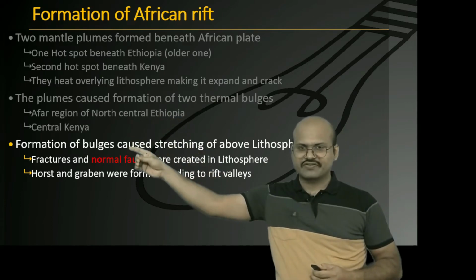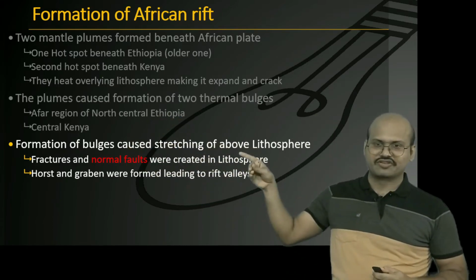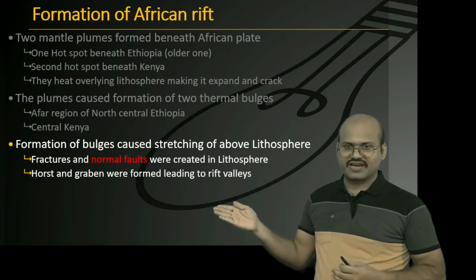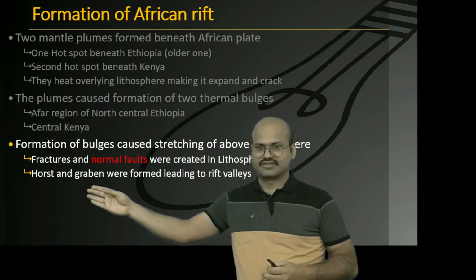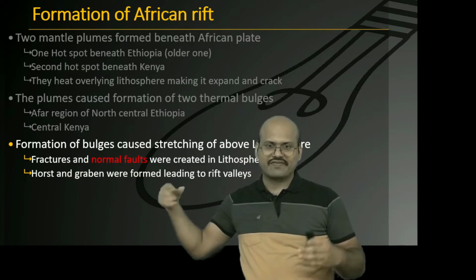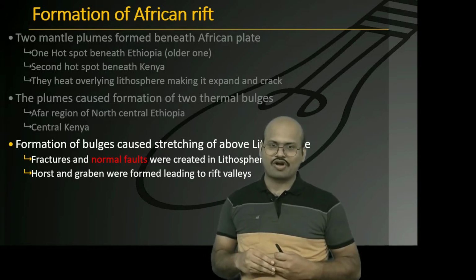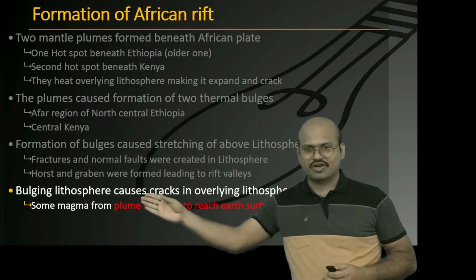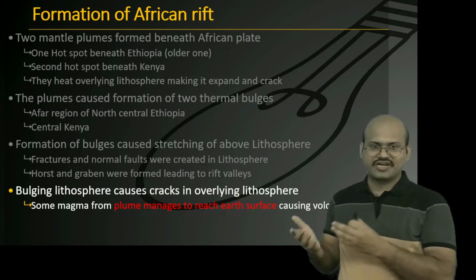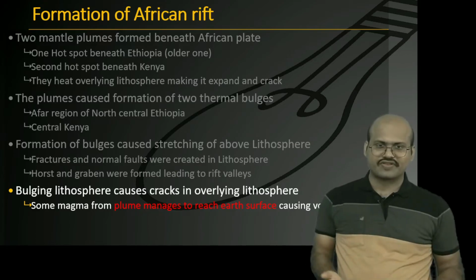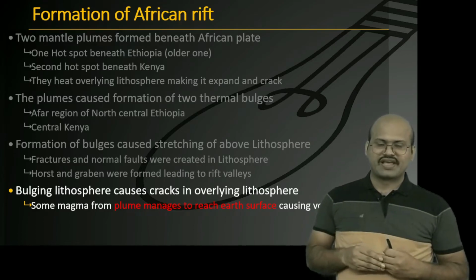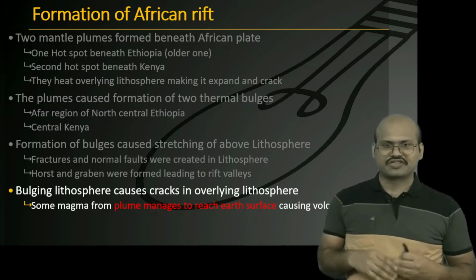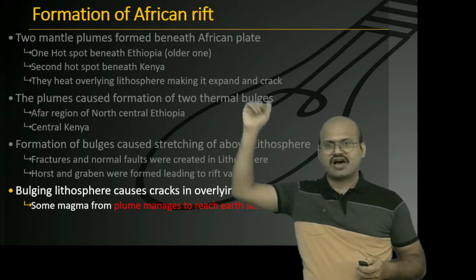Now when the bulges were formed, they caused stretching of the lithosphere above, and because of this there was a lot of faulting which created rift valleys as well as block mountains. This means that many rift valleys and block mountains were formed. Now the bulging lithosphere causes cracks in the overlying lithosphere. We have already seen that cracks are created because of the bulge, and through these cracks the magma from the mantle plume was able to reach the surface, causing volcanic activity in the African Rift Valley.